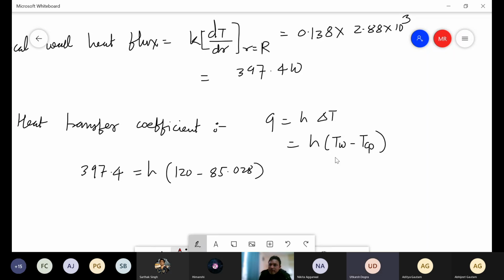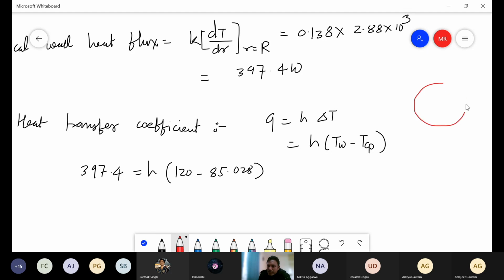This is the pipe. This is the R you are increasing, isn't it? And here it is R. So when r equals R, this will be T_W, no? Yes or no? It's wall.